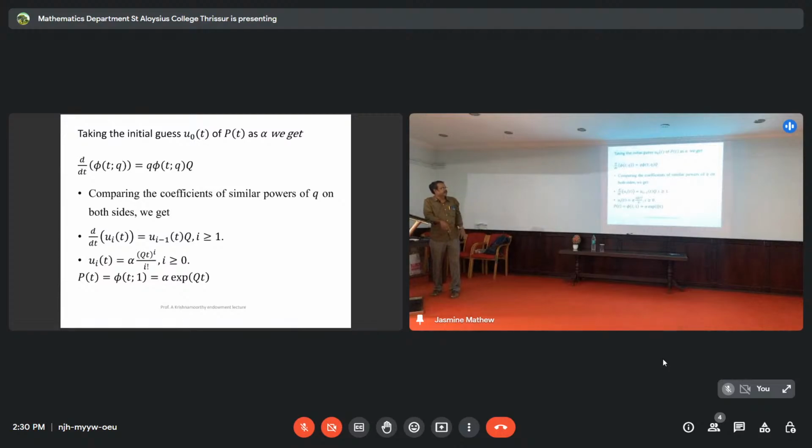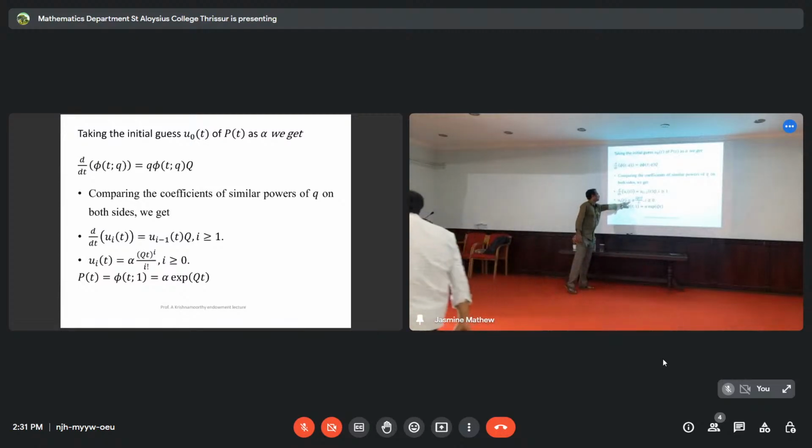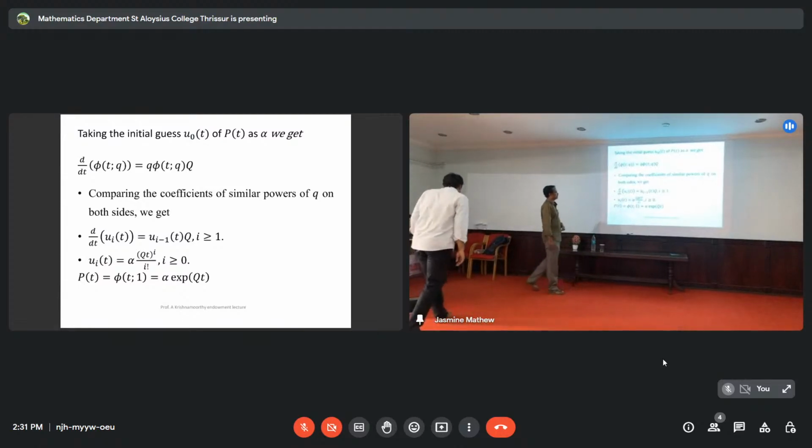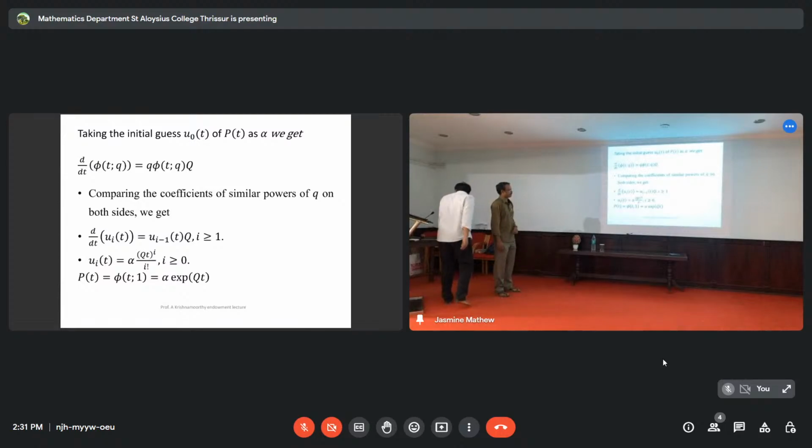Now, what we do is compare the coefficients of similar powers of q on both sides. That gives some differential equations of this form, which can be solved iteratively, giving u_i(t) as alpha (Qt)^i divided by i factorial.